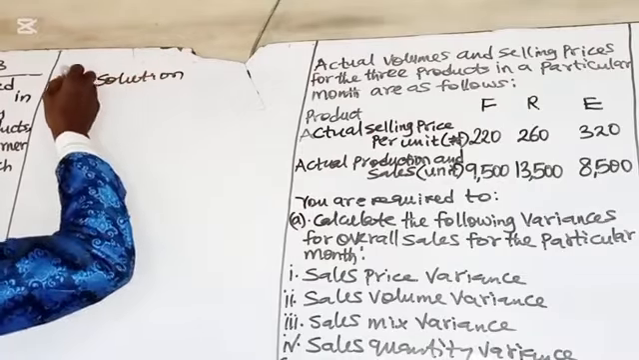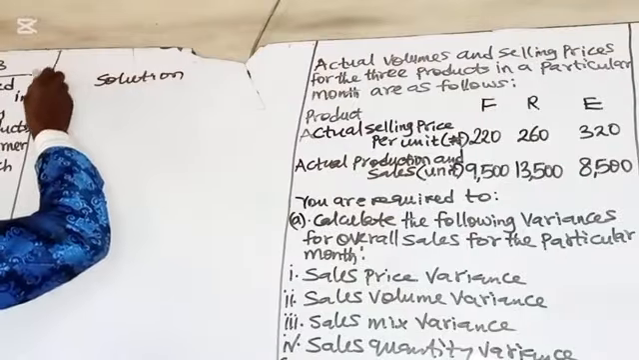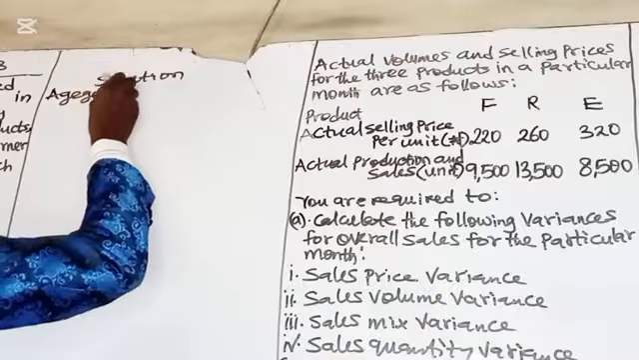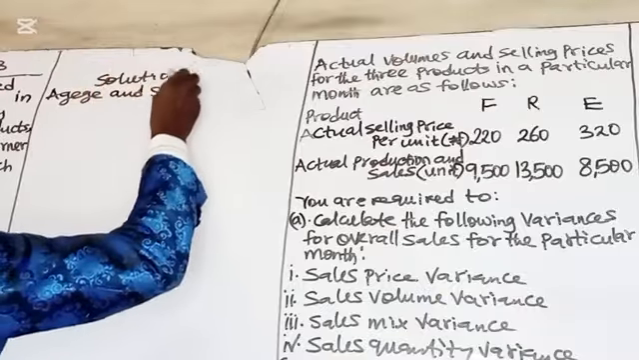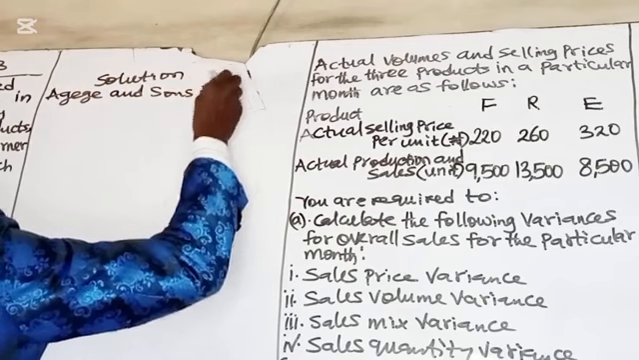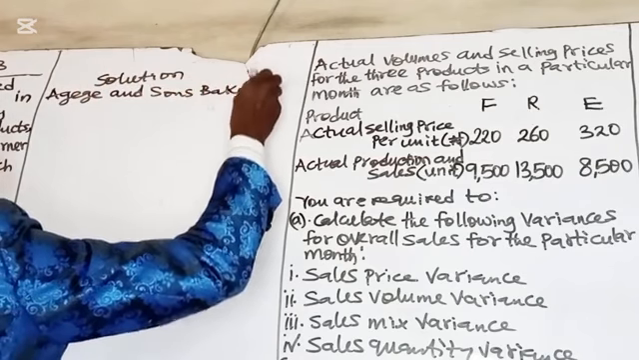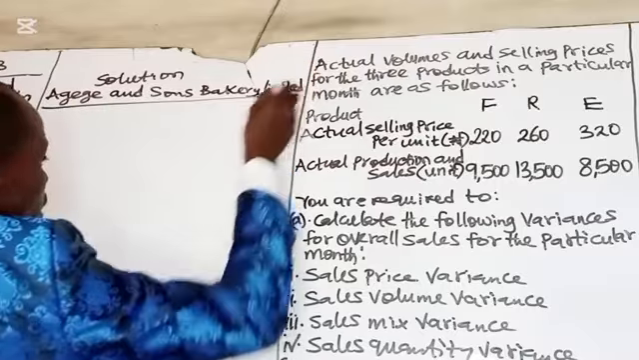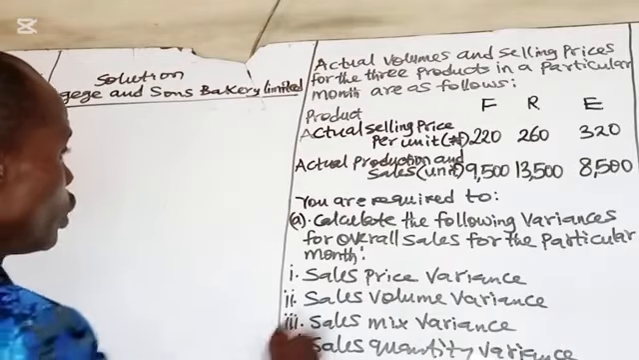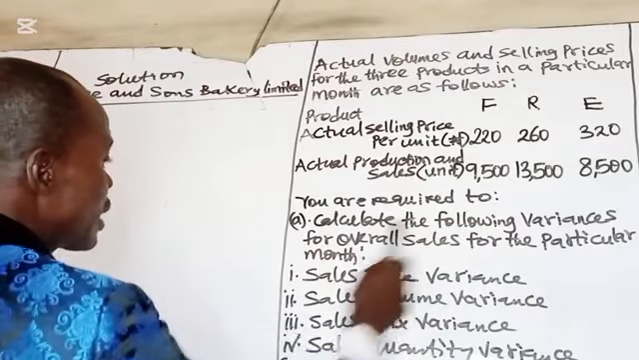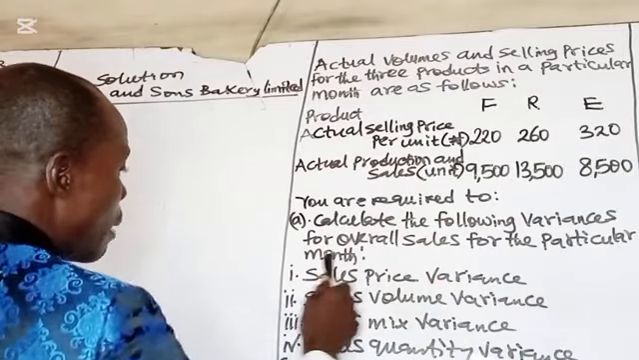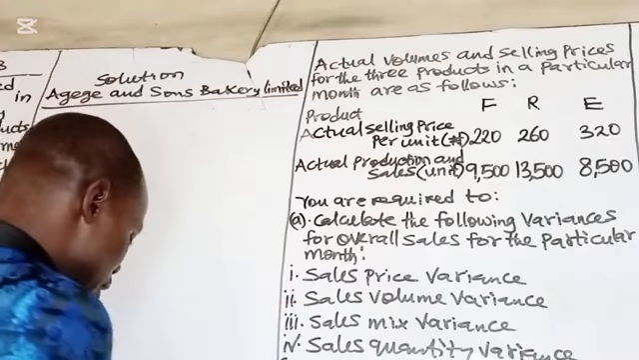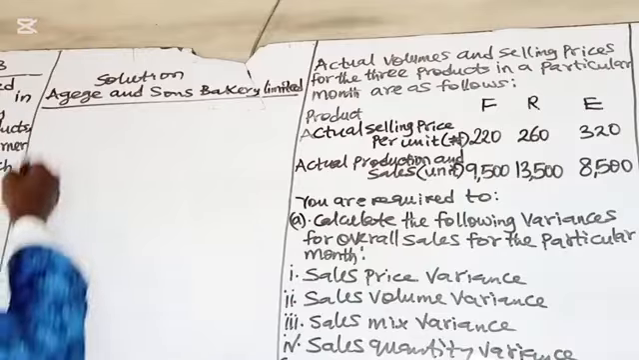The name of the entity is ACCA and Sons Bakery Limited. The first requirement, you are required to calculate the following variances for overall sales for the particular month. The first requirement is to calculate the sales price variance. We want to calculate the sales price variance.